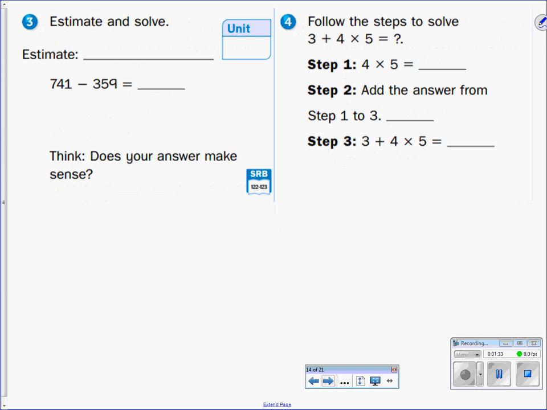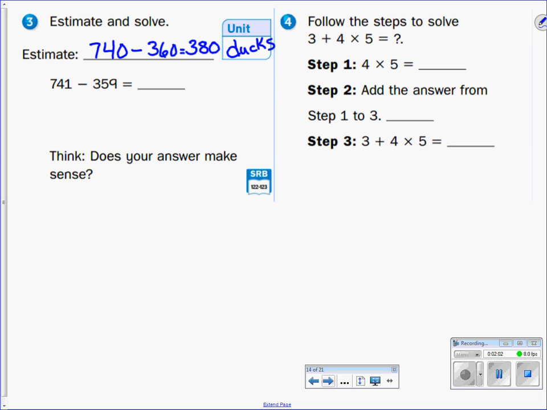Number 3, we got to put a unit in here. Let's do ducks. Okay, we're going to estimate and solve. So I'm going to take 741, round it to 740, 359, round to 360. And if I subtract those, I would get 380.